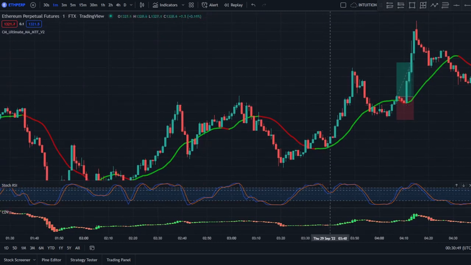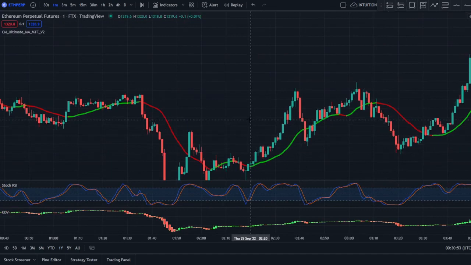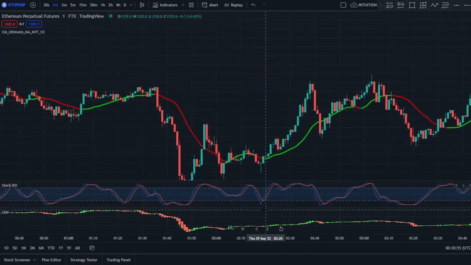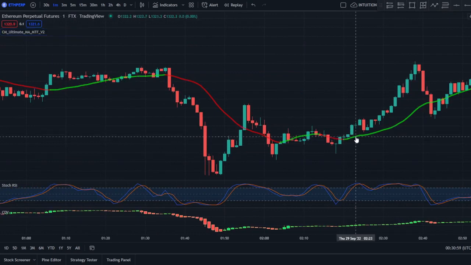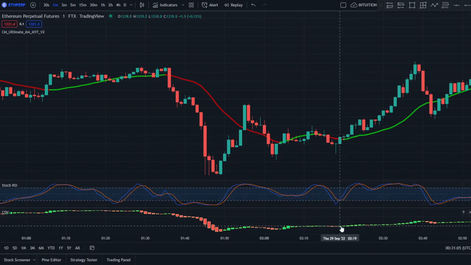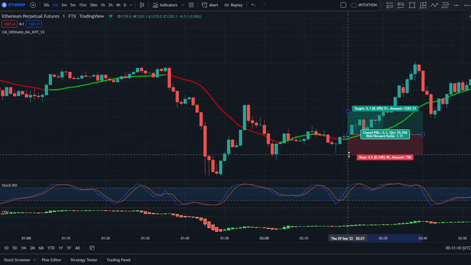Right here you can see that the crossover happens too high, so we will not be taking that. Right here is another winning trade. You can see that the price is breaking above the trend line, and the trend line is green in color, we have the crossover happening near the 20 value area and breaking above, and our cumulative delta volume is green in color as well. So that is your valid position.